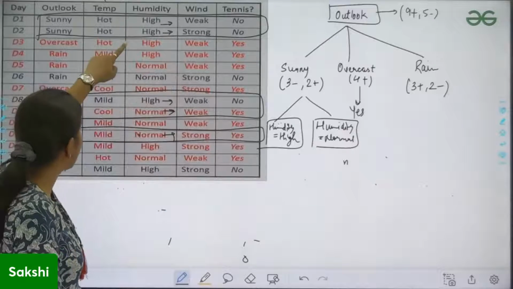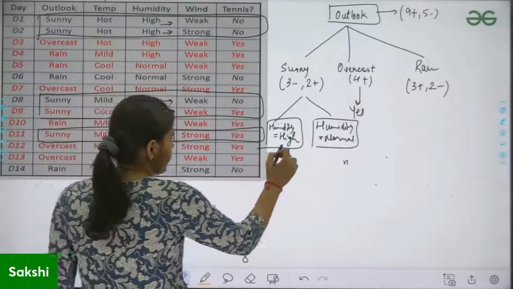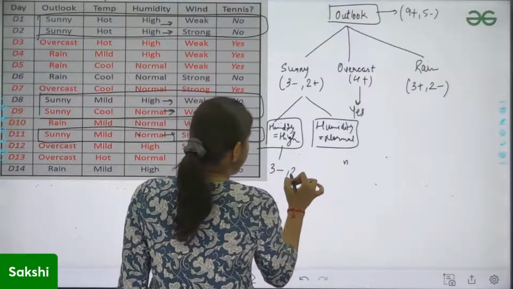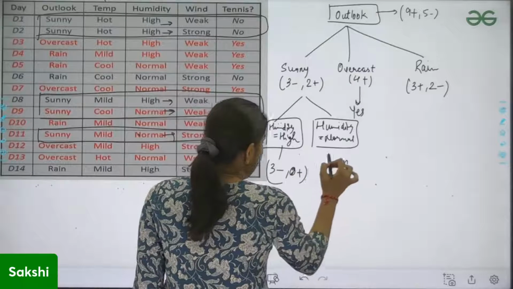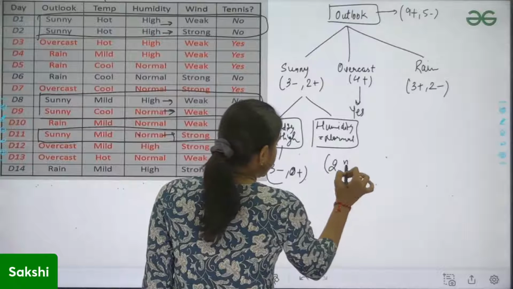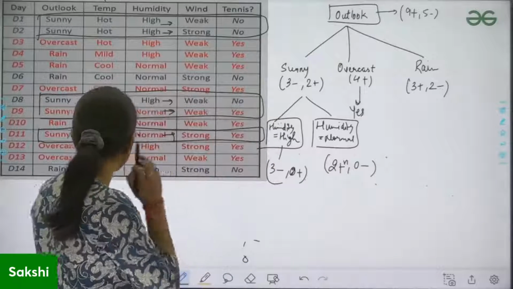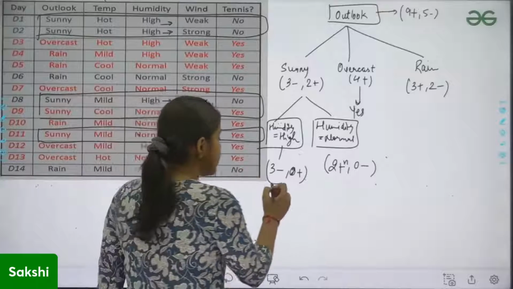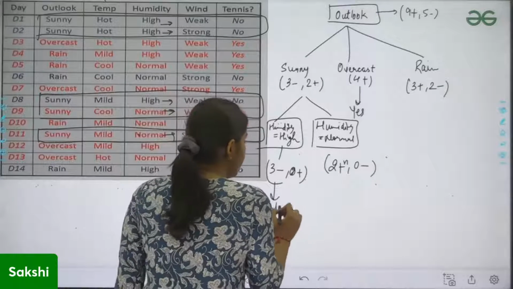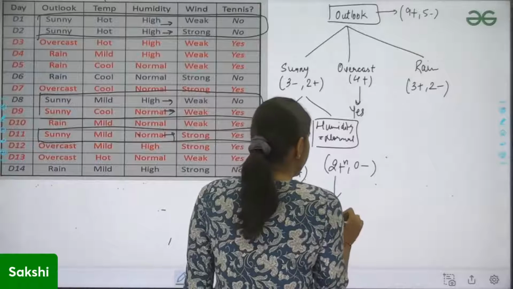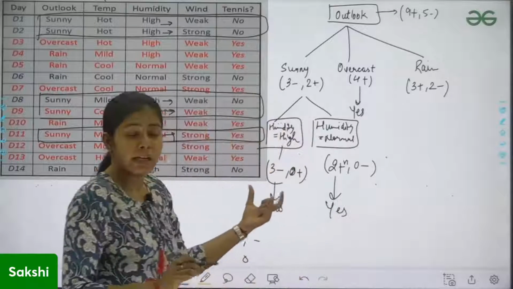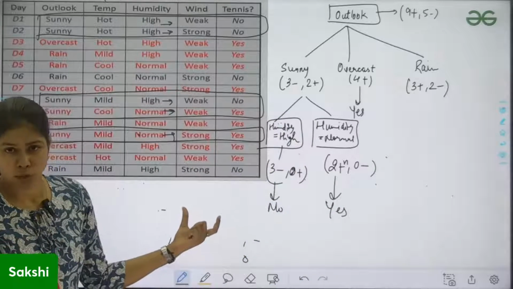When humidity is high, we got 3 negative and 0 positive. And in this case, we got 2 positive and 0 negative. So that means when humidity is high, we are not going to play tennis, and when humidity is normal, we are going to play tennis. So you can see that our leaf node is a pure node.